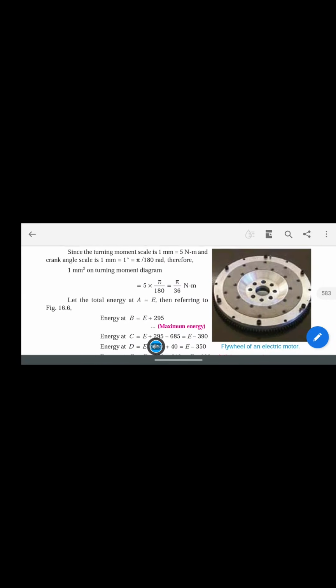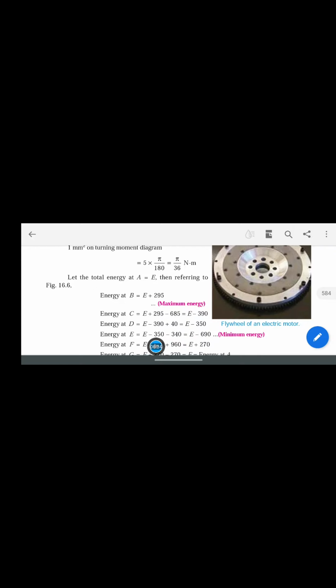add the energy since it is a positive loop. So the energy at B is equal to energy at A, which is nothing but E, plus AB, we have the positive loop of 295 area. So E plus 295 is the energy at point B.